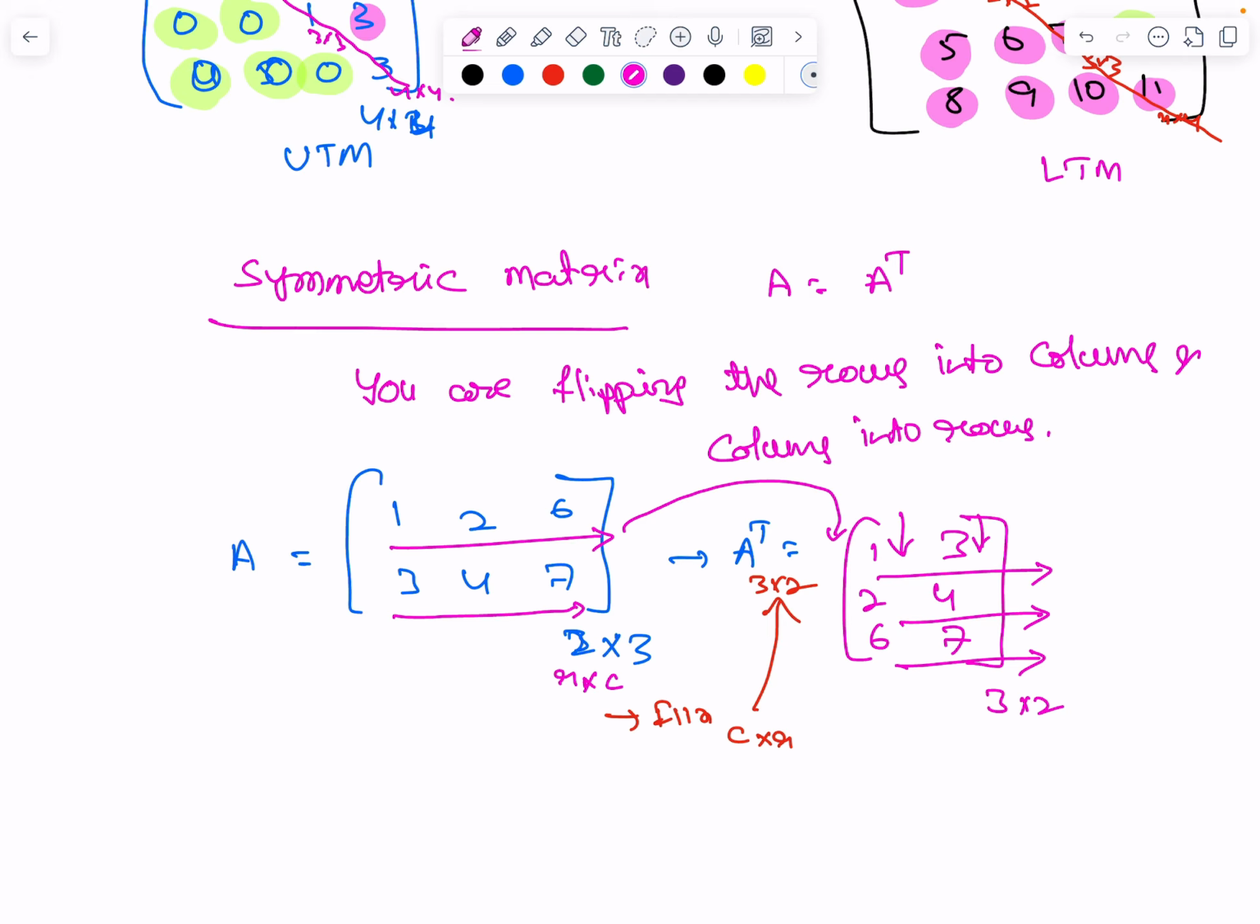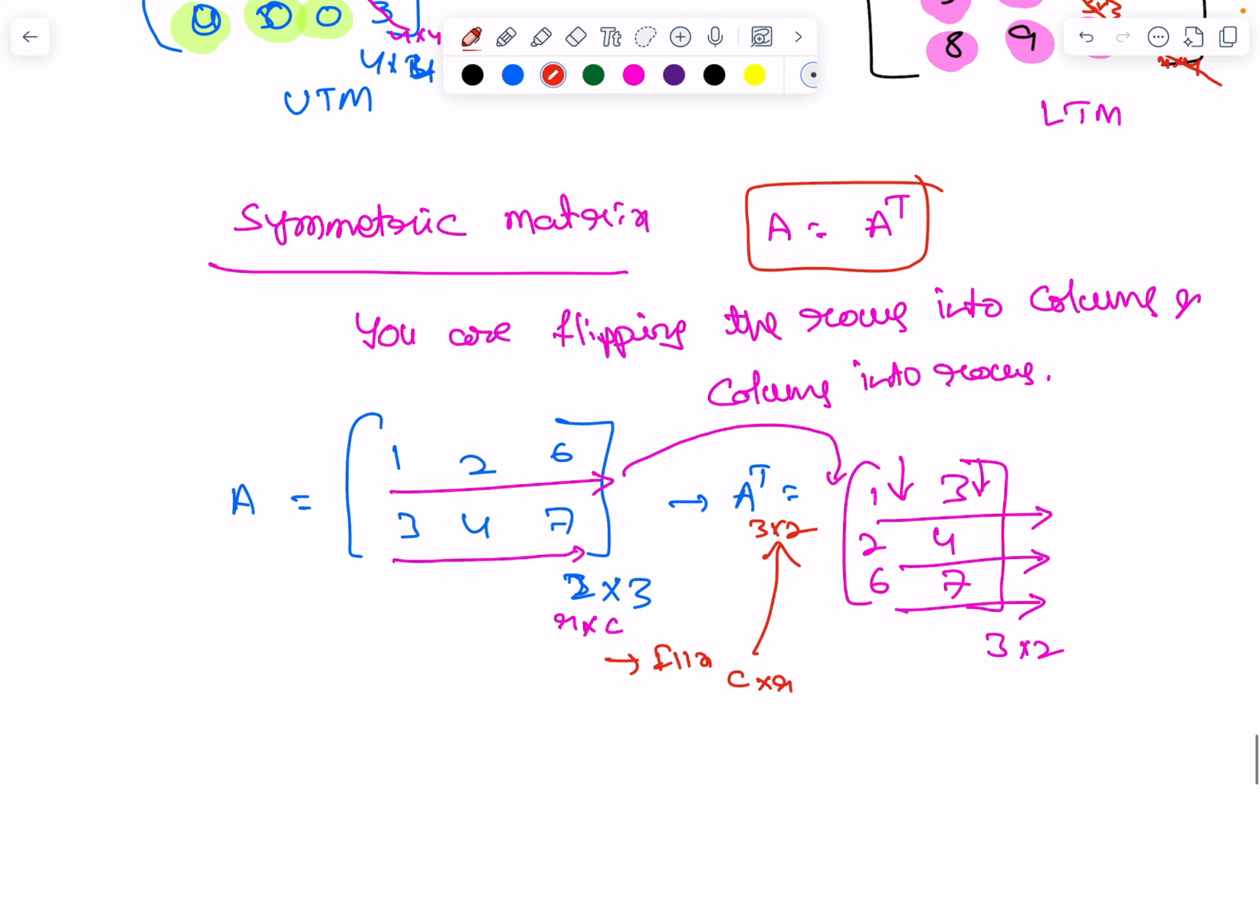Whenever A is equal to A transpose after flipping, then we call A a symmetric matrix. For example, A is a 2 by 3 matrix, but A transpose is 3 by 2. Both are not equal, that is, A is not equal to A transpose. This is not symmetric. Therefore, A is not symmetric.